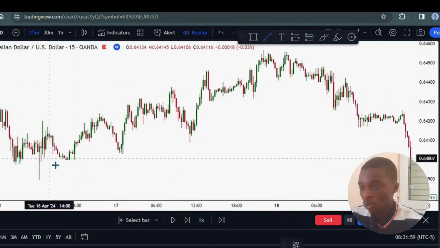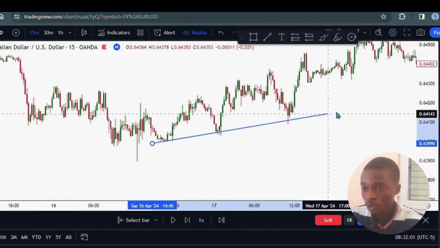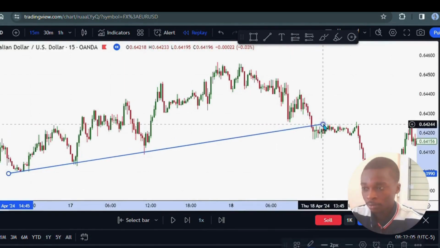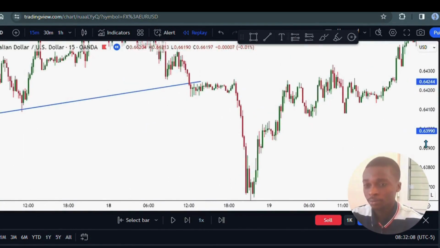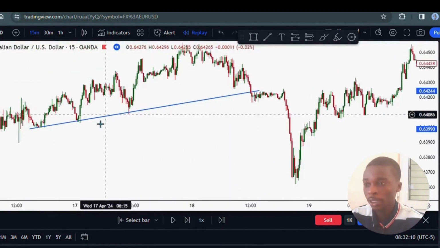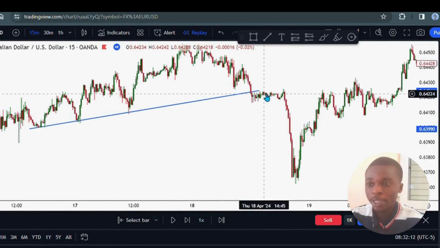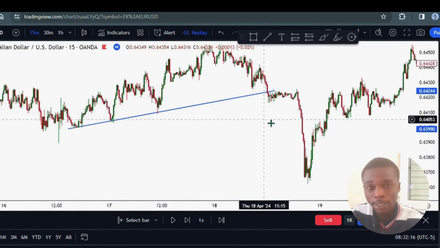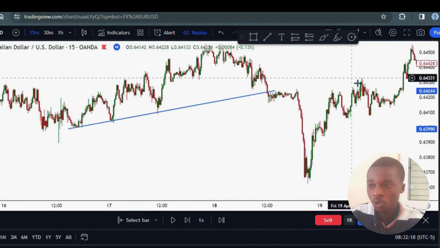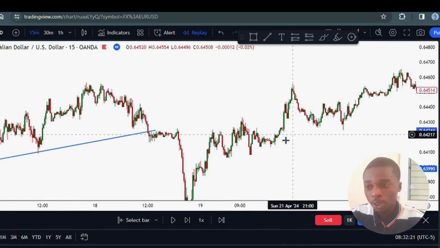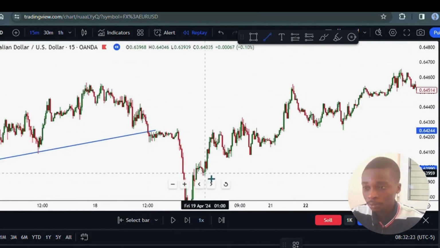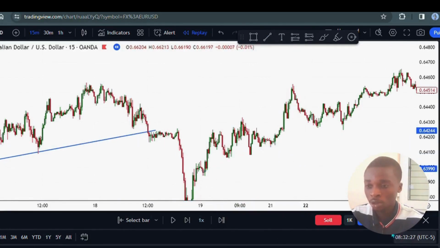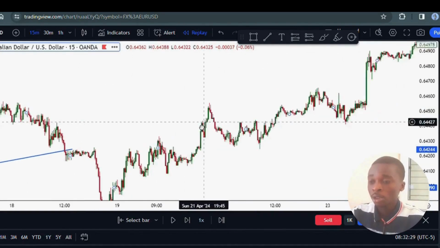I think this is also the right way to draw trend line. You can see price broke out and price respected this trend line and it went to the downside. This is the correct way to draw trend line. So this is wrong. So that is wrong.